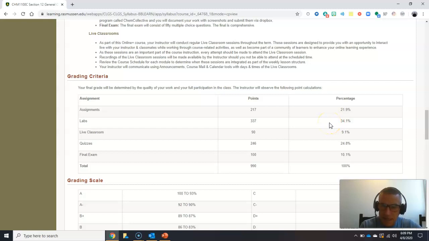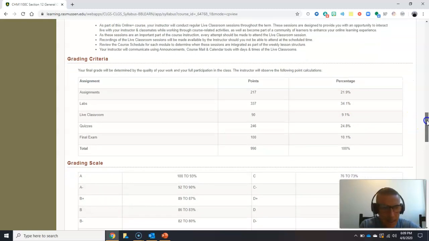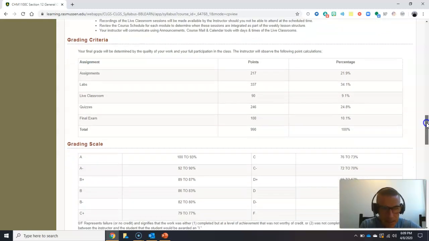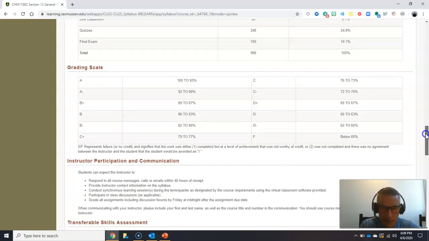For example, the density lab that we're doing, I think I'm going to go ahead and do that out in the real world for one of my labs for my students and some of the other schools that I teach at. The grading scale is pretty normal.